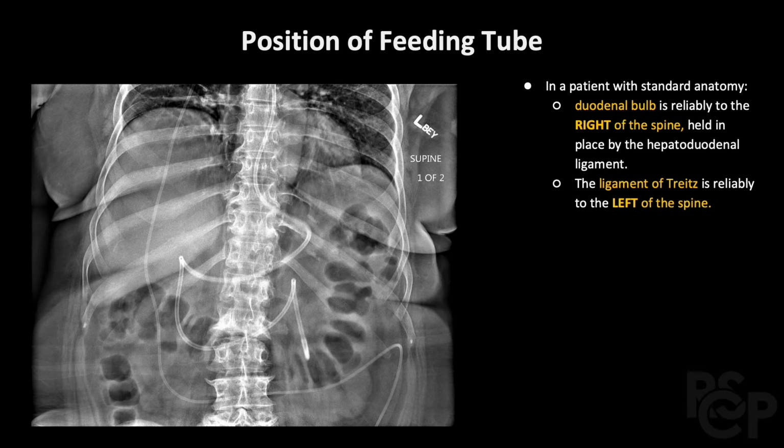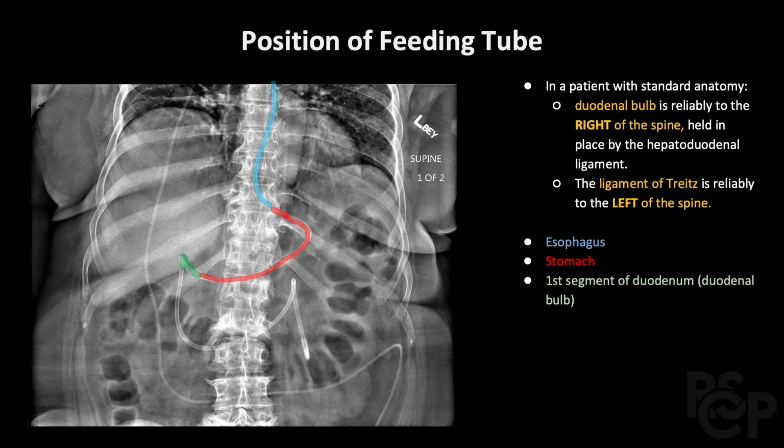Starting at the top of the image and moving downwards, following the course of the tube, it should remain midline when it's in the esophagus. This is the segment colored in blue. It should then course to the left of the midline into the stomach, which is the segment in red. Then it travels to the right of the midline to enter the first segment of the duodenum, or the duodenal bulb, which is colored in green.